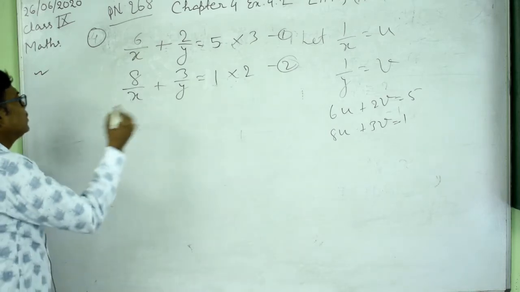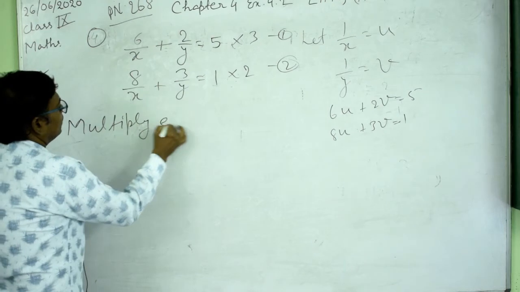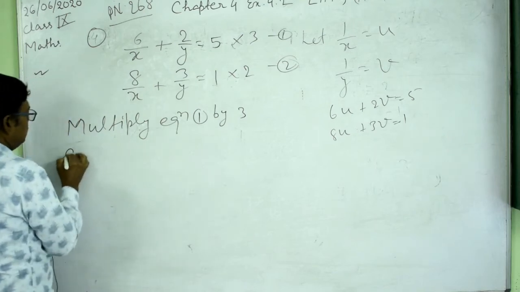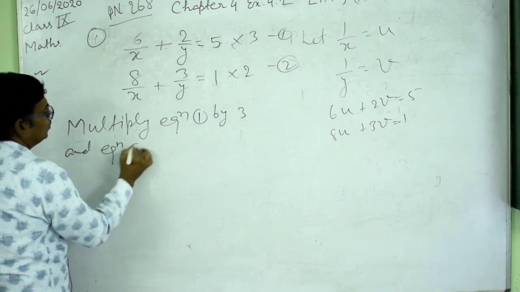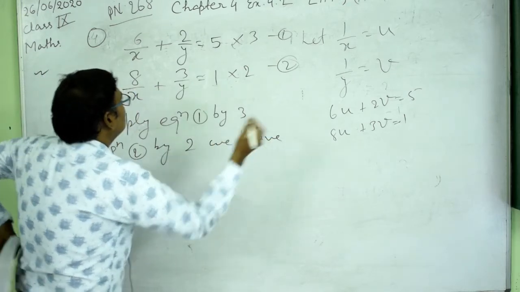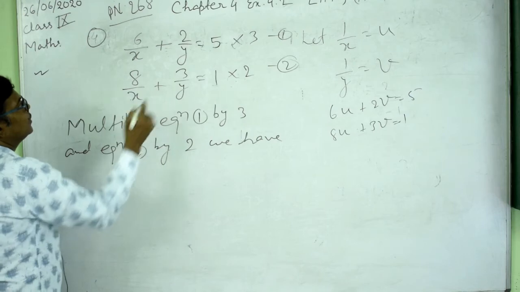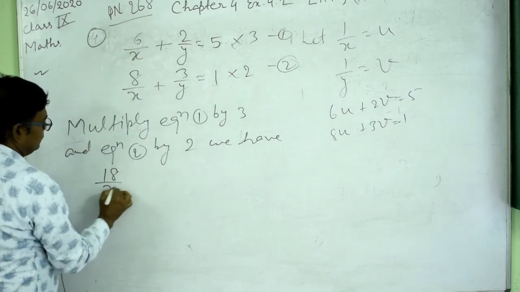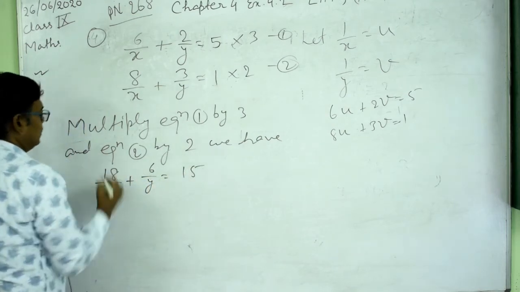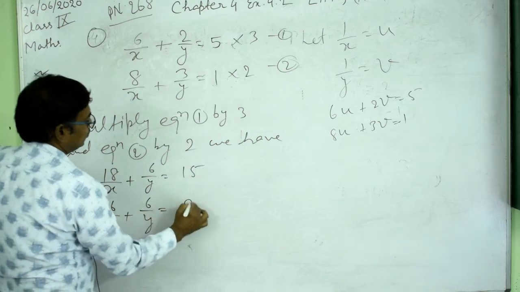So here write: multiply equation 1 by 3 and equation 2 by 2. We have the new equation, that is not new, it is the new form only. So you have 6 threes are 18, 18 by x plus 6 by y equal to 5 threes are 15, and 8 twos are 16 by x plus 6 by y equal to 2.